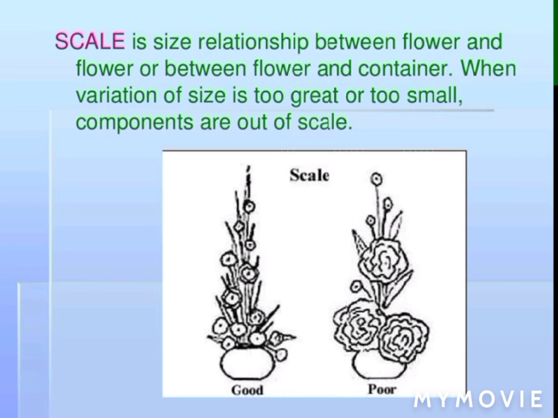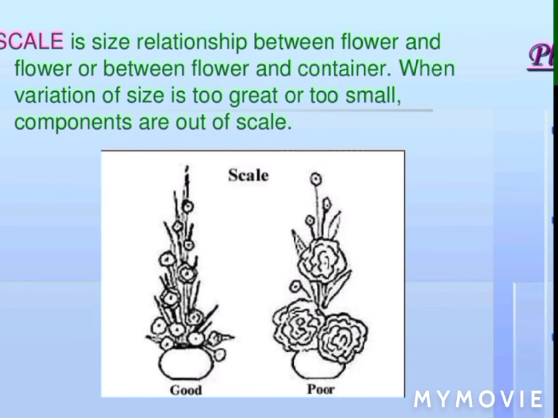Then we have scale. Scale is the size relationship between flowers, or between flowers and the container. When the variation of size is too great or too small, components are out of scale. We can see in the picture the first with good scale and the other with poor scale, where we have two large flowers.